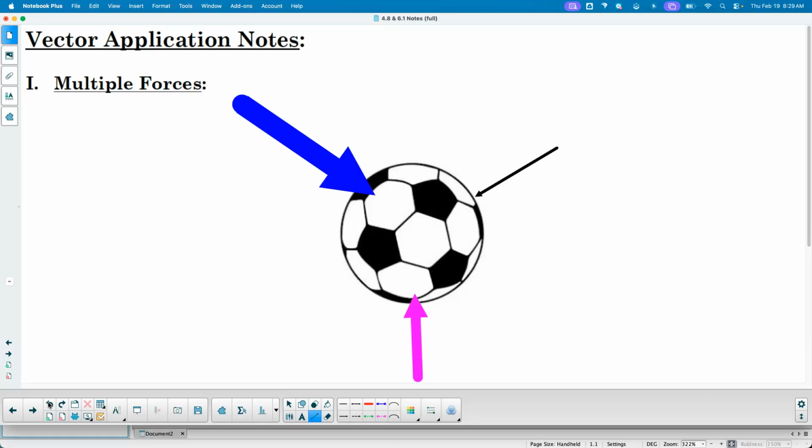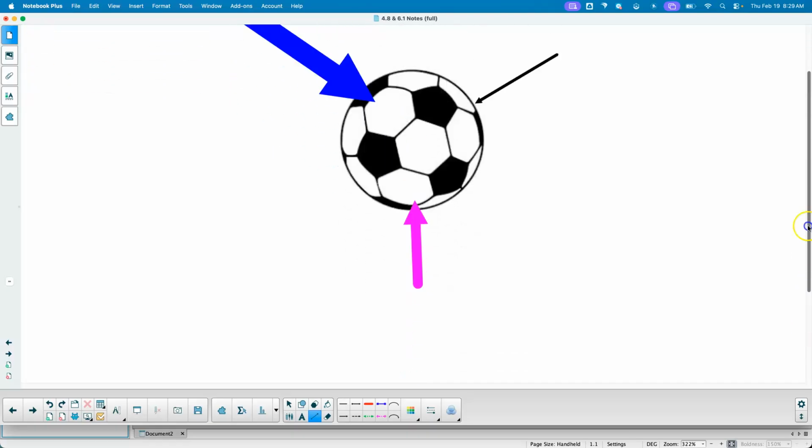So the nice thing about multiple forces is it's just straight up trig. Okay? Because it's not navigation. It's just forces. Okay? Alright? So let's do a multiple force type problem. I don't think I got one down here. Nope, I don't.